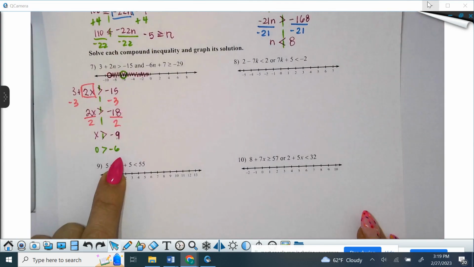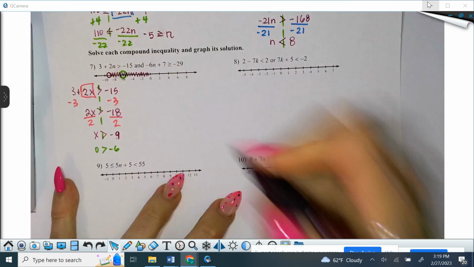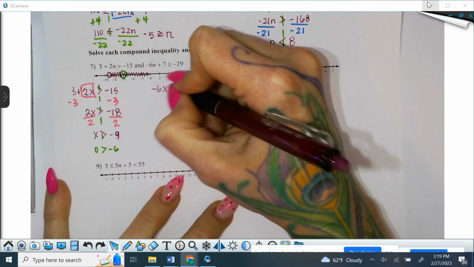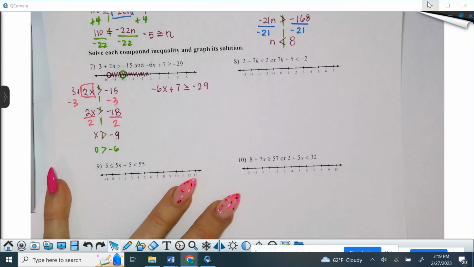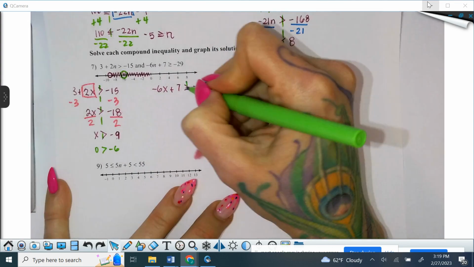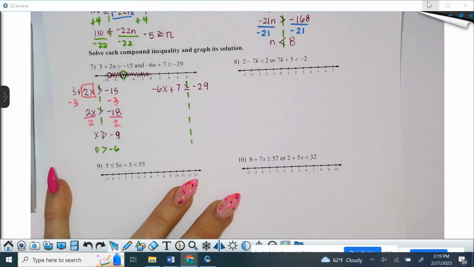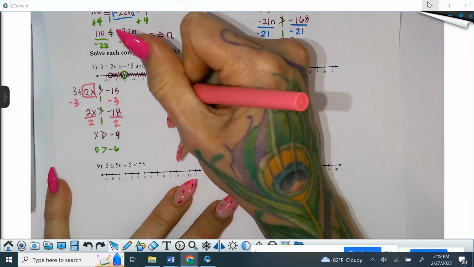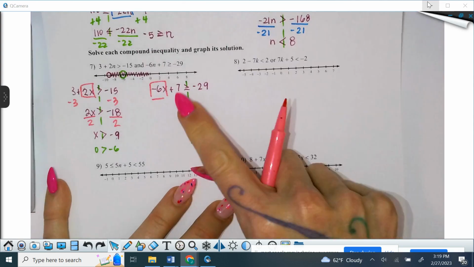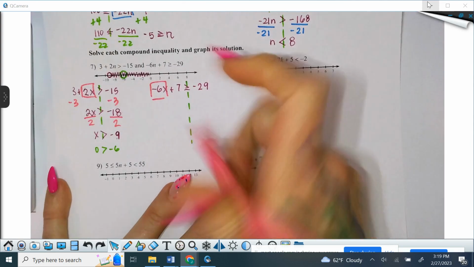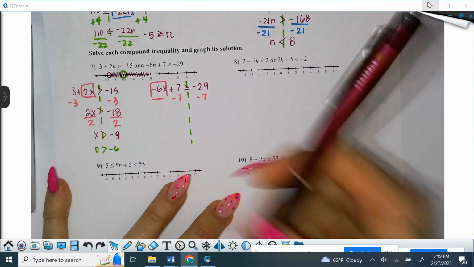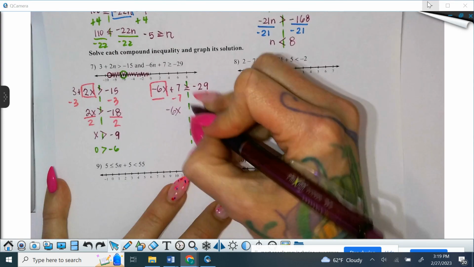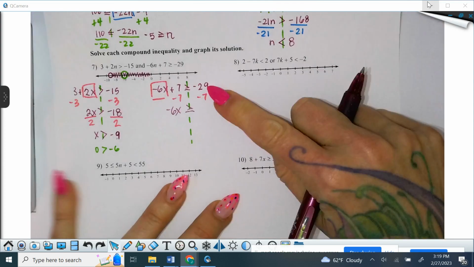Thank you again, Derek. Then negative 6x plus 7 is greater than or equal to negative 29. And then we're going to take our negative 6x. We're going to move that positive 7. We're going to subtract 7, subtract 7. So negative 6x is greater than or equal to, if I owe 29 and then I owe 7, I'm in the hole 36.